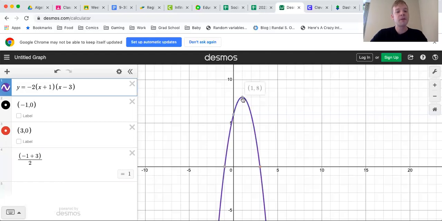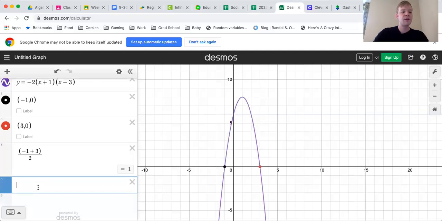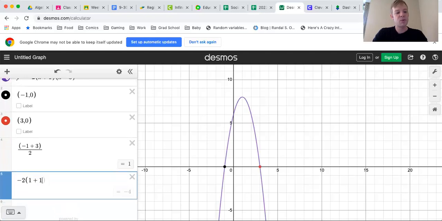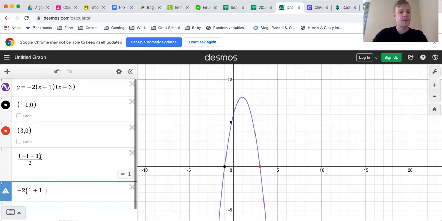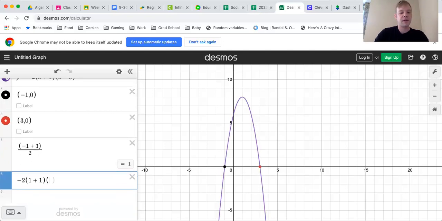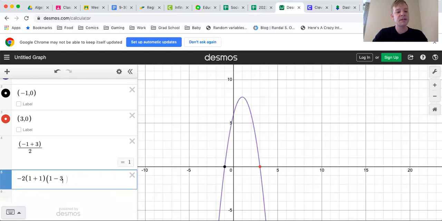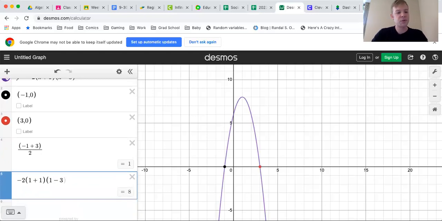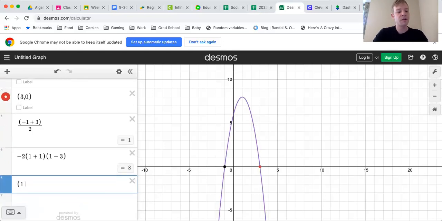is 1. So then what I'm going to do is take that 1 and plug it in for both x's. And then that should give me the y value for my vertex. So I would say -2 and then 1 plus 1 in parentheses. And then I close that parentheses. And then I have 1 minus 3 in the second parentheses. And that should give me 8. So my vertex is going to be the point 1, 8. And we see the purple point appears right at the top up there.